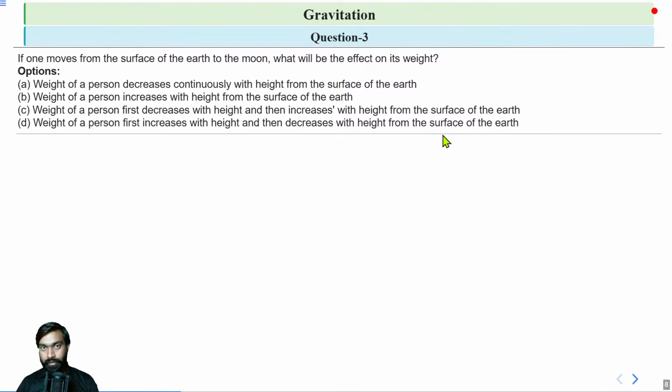So which option is correct? What will be the effect on its weight? All right, everyone, please try to solve this question.